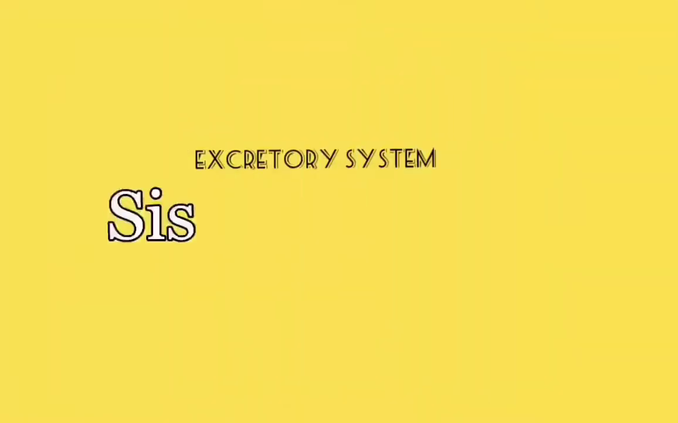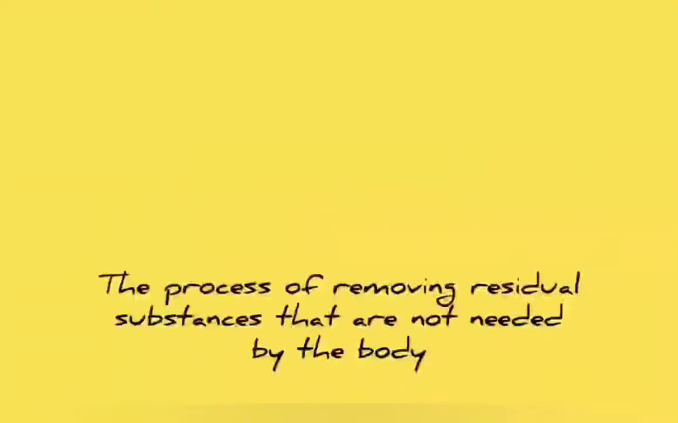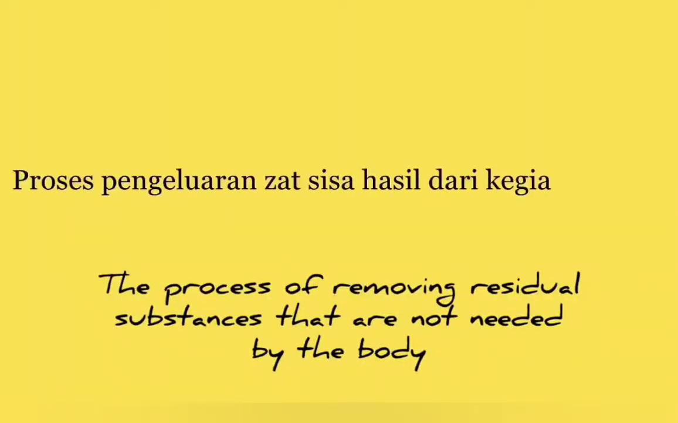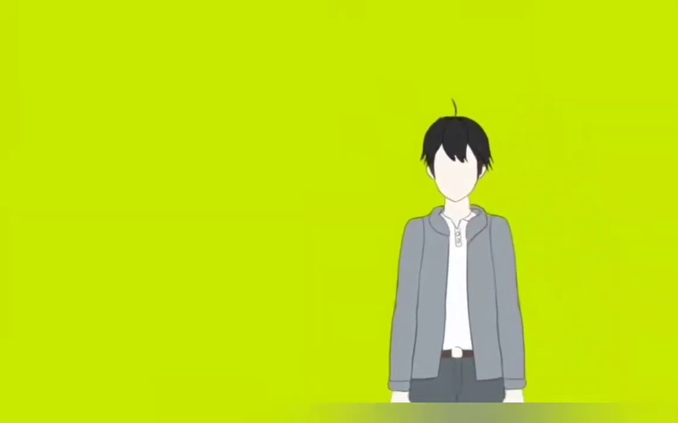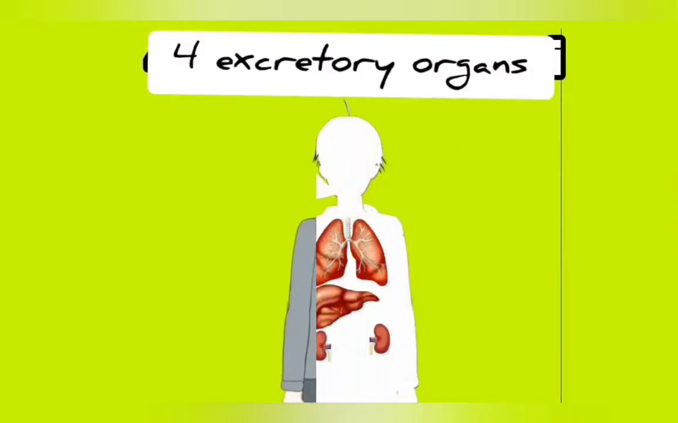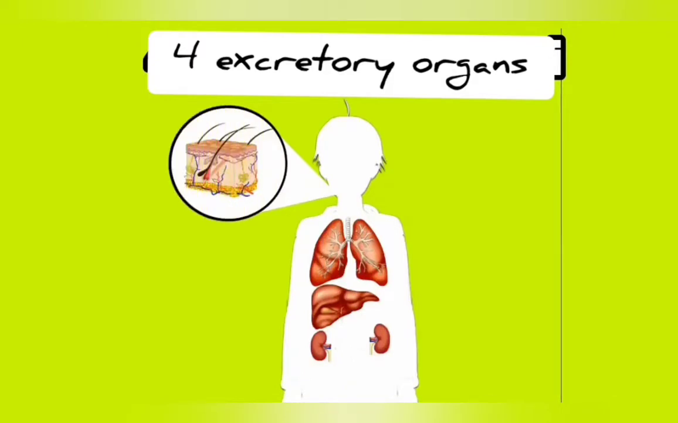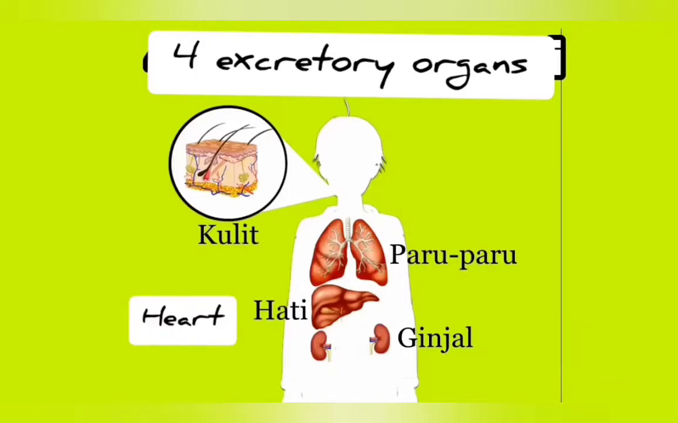Excretory system. Excretion is the process of removing residual substances that are not needed by the body. Any four excretory organs in the body: kidney, skin, lungs, and liver.